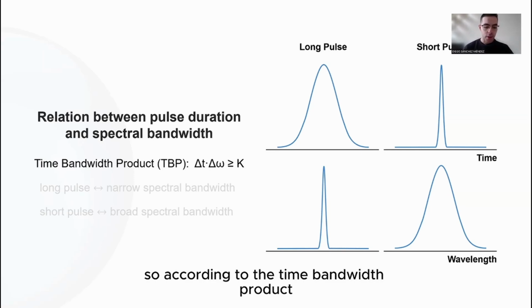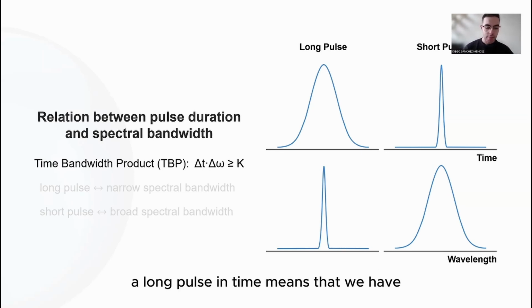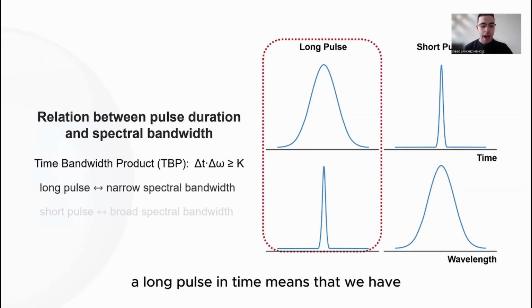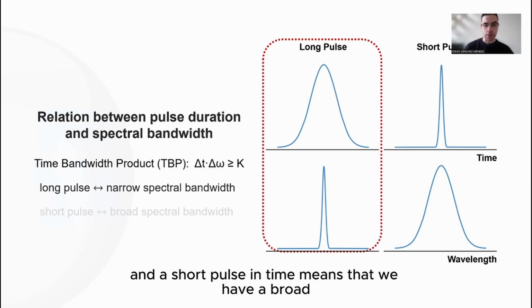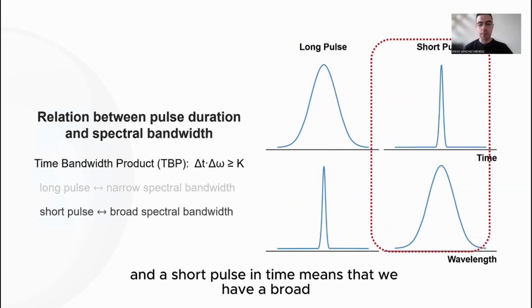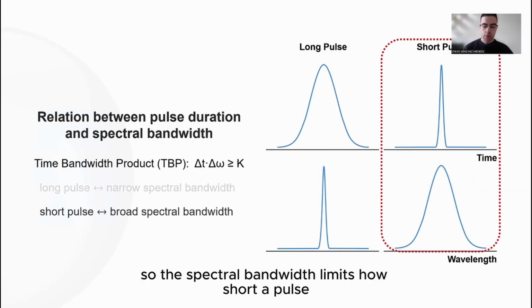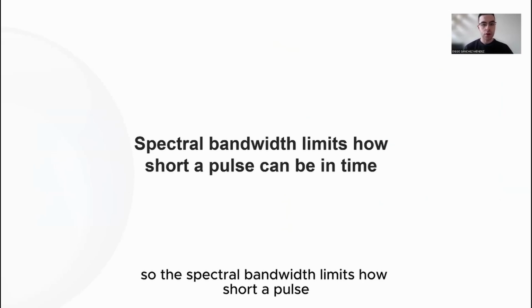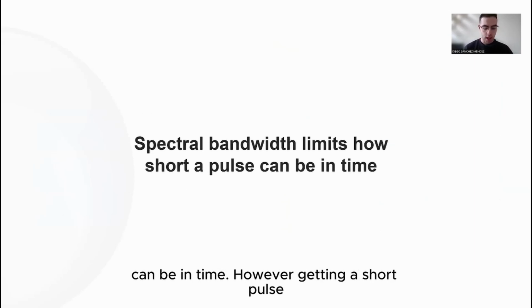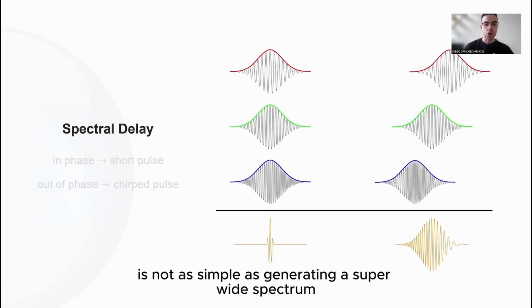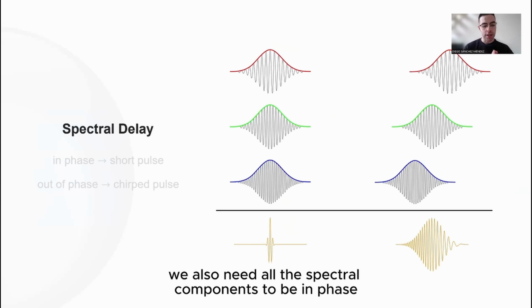So, according to the time bandwidth product, a long pulse in time means that we have a narrow spectral bandwidth. And a short pulse in time means that we have a broad spectral bandwidth. So the spectral bandwidth limits how short a pulse can be in time. However, getting a short pulse is not as simple as generating a super wide spectrum. We also need all the spectral components to be in phase.